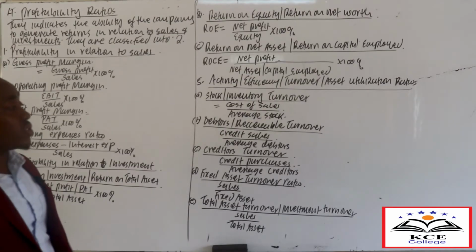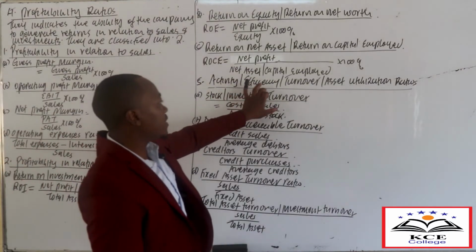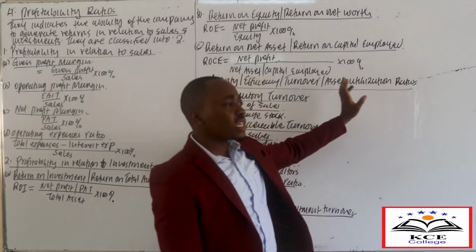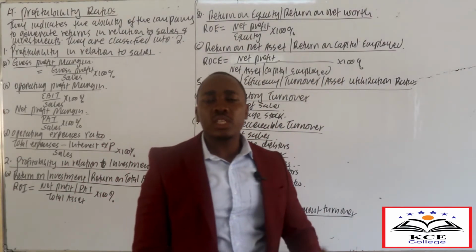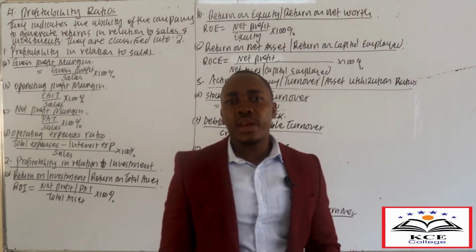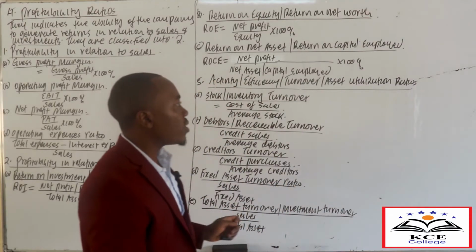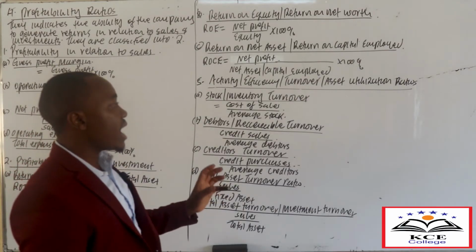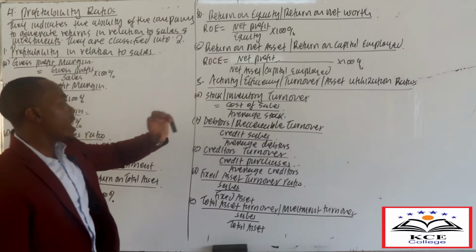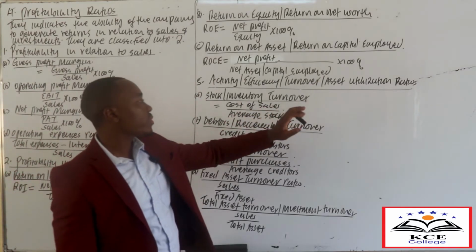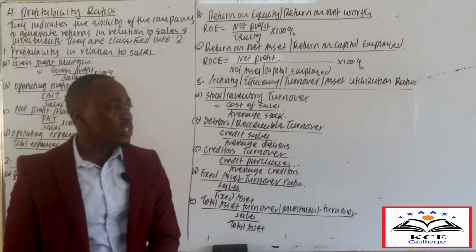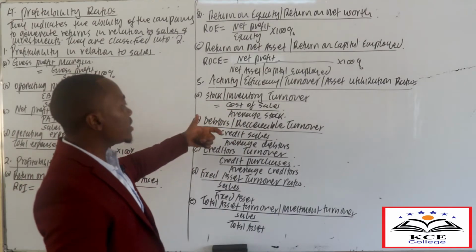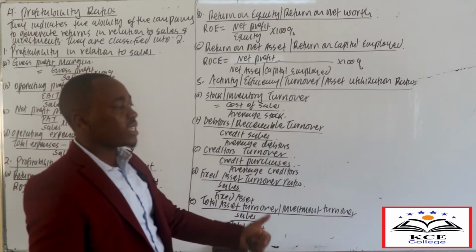Then number five is the last category of ratios. The last category of ratios is the activity, or efficiency ratios, or turnover ratios, or asset utilization ratio. Now, what are turnover ratios? Those are the ratios which are used to determine how well the company utilizes its assets. It's all about the asset utilization. It shows how the company is utilizing their assets. And number one, we have the stock or the inventory turnover. This is the ratio used to show the frequency at which the inventory is being converted into cash.